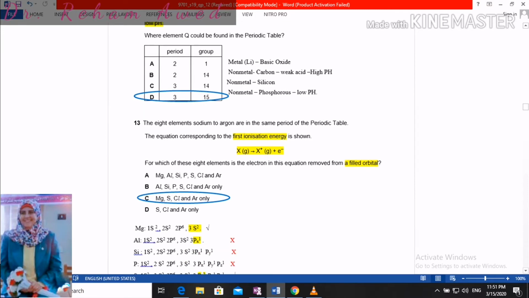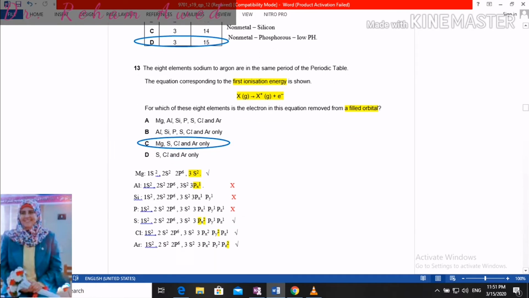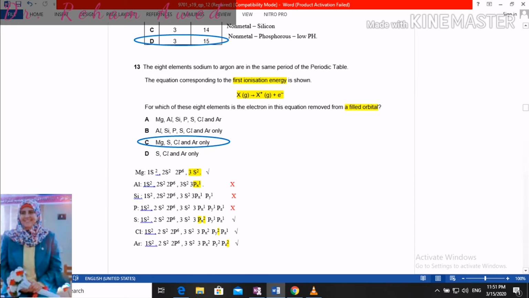We will start to make electronic configuration of the elements of our choices. At first, we are looking for s2, px2, or py2, or pz2. We start with magnesium Mg: 1s2 2s2 2p6 3s2. Of course, it is a filled orbital. Number 2, aluminium Al 13: 1s2 2s2 2p6 3s2 3px1. It is not a filled orbital, so it is cancelled.